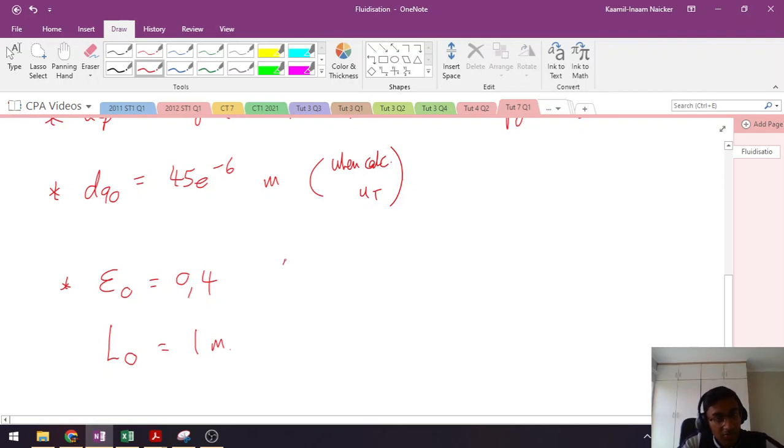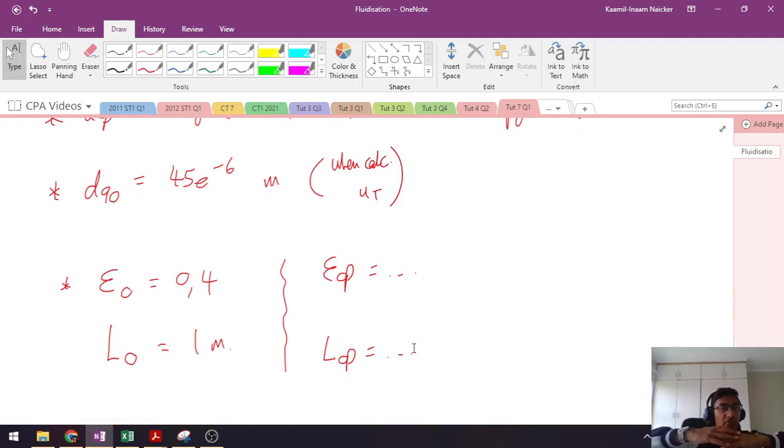The opposite of this would be the epsilon at the operating conditions and the length of the bed at the operating conditions. At the operating conditions, your particles are going to fluidize, so you're going to have a much higher volume of open space to volume of particles. You expect your operating epsilon to be higher, and the length of your bed also expands. So you expect the length and the operating epsilon to be bigger.